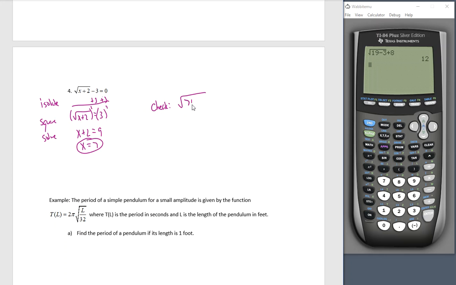What do we have? 7 plus 2 minus 3. The square root of 7 plus 2, that's the square root of 9. Minus 3, the square root of 9 is 3. 3 minus 3 is 0. Awesome, it works out. So you can check by hand, preferably not that sloppy, or you could check on your calculator. Okay, so this is easy, right?